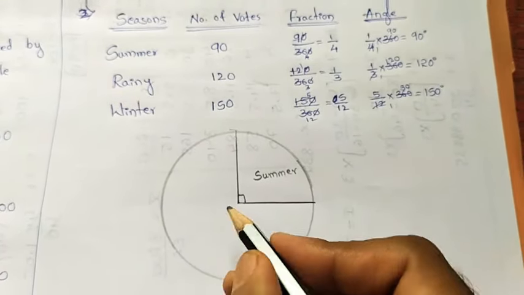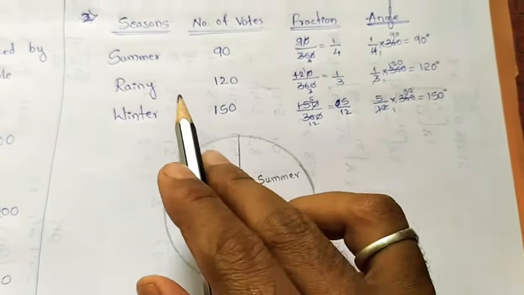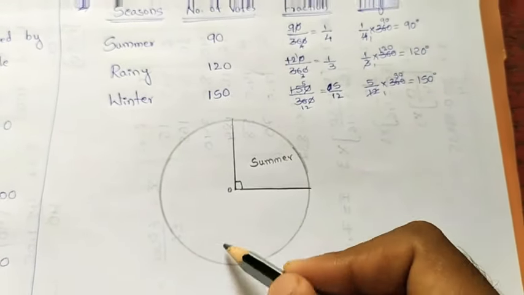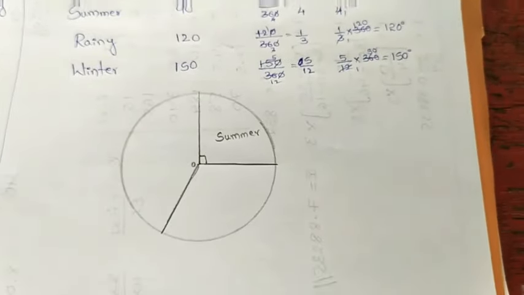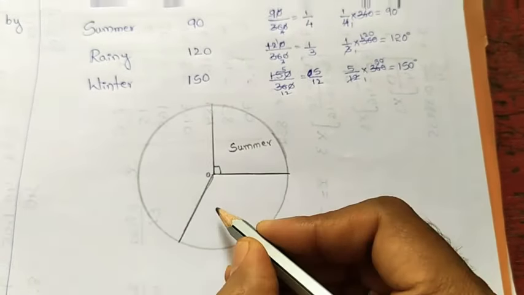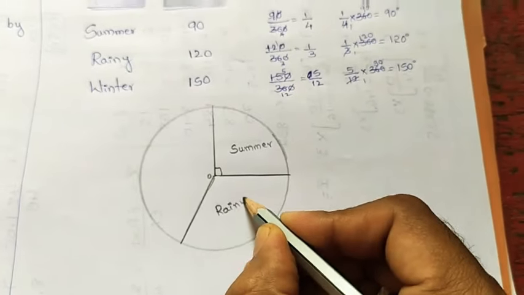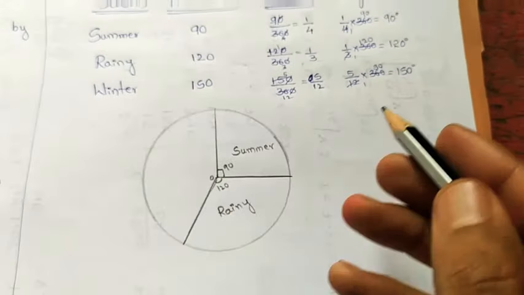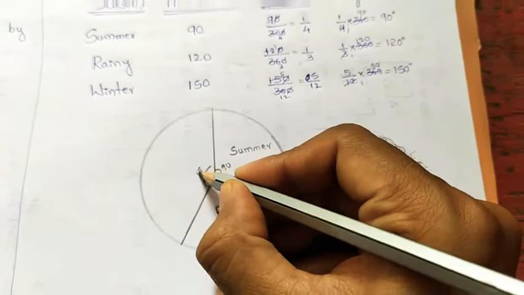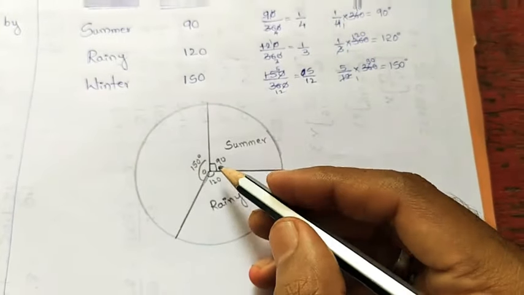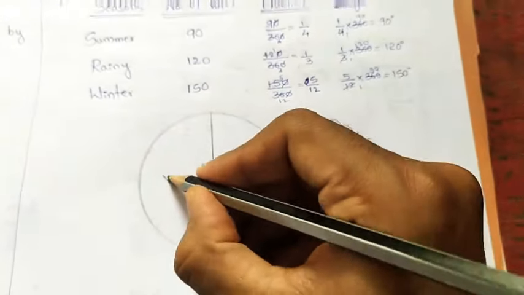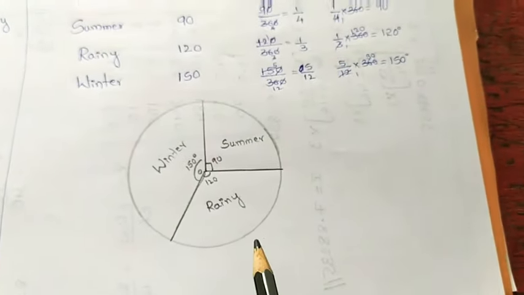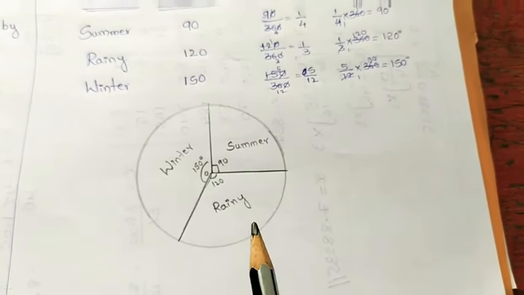Okay. So using center reference O, next we have to make the rainy season, that is 120 degree. So take here and mark here 120 degree. So the next one will be 120, that is rainy season. See, 90 is over, 120 is over. So what is left? That is 150 degree. Okay, if you cross check also, you will get here 150 degree, that is winter season. So this is our required pie chart. So it is very easy. So try to practice yourself.